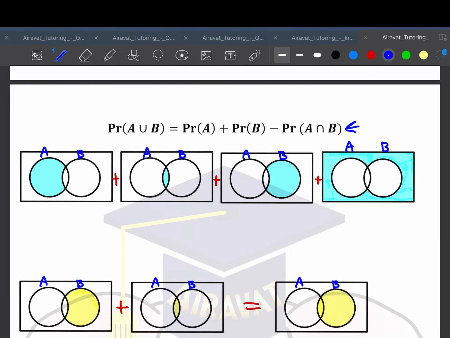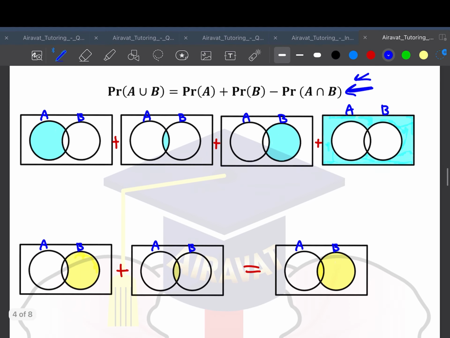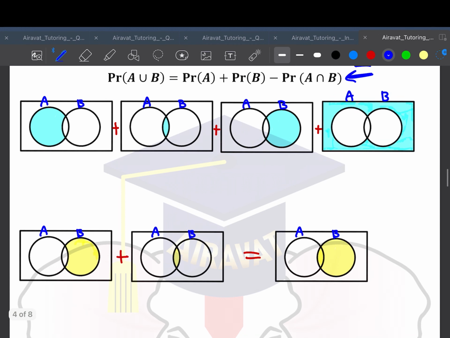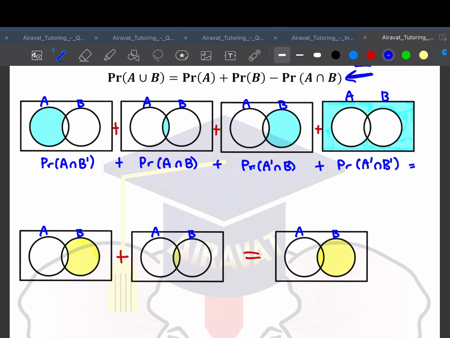Alright, so using this relevant concept and visualization of the Venn diagram, you can proceed to derive this equation that is mentioned in your Maths Methods textbook as well. So let's quickly start off by identifying the proportions of the Venn diagram. So this one over here would be Pr of A intersecting B dash plus Pr of A intersecting B plus Pr of A dash intersecting B plus Pr of A dash intersecting B dash. Now adding all of this up would simply result in 1, because that's how probability works.